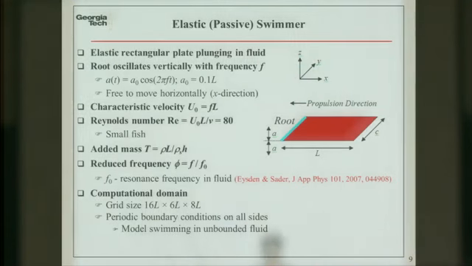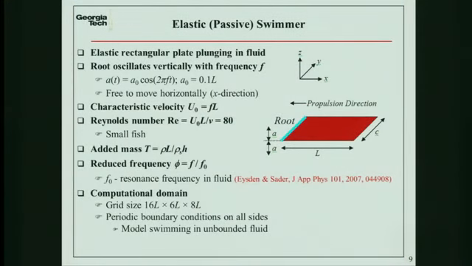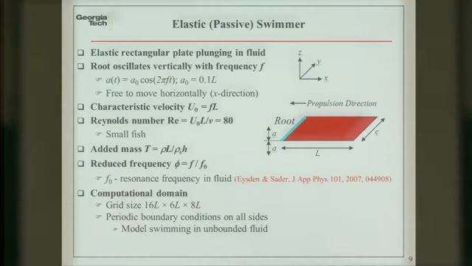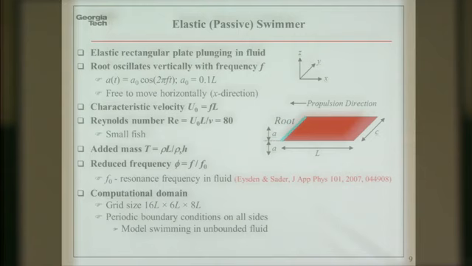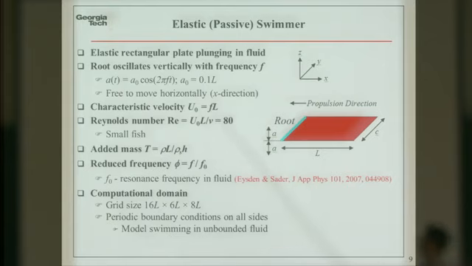So, okay, let me finally go to the problem we solve. Essentially this is, as I told you, a rectangular plate oscillated at the root. It is given some sinusoidal law. We fix the amplitude at 0.1 of the length of the swimmer, and we use the characteristic velocity as the frequency of the oscillations times length, and the Reynolds number is this characteristic velocity times length divided by viscosity.